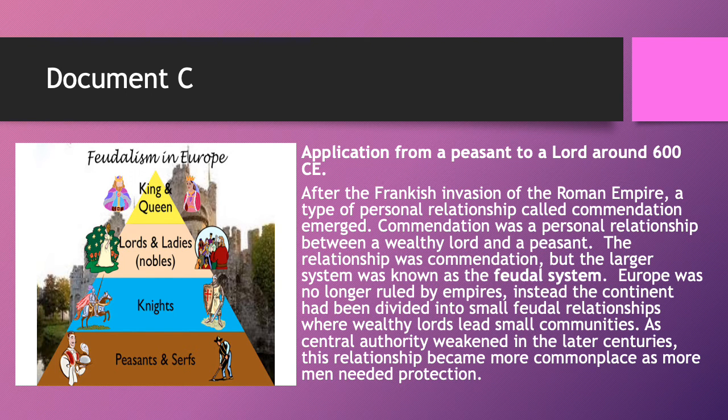All right, let's take a look at document C. This is where we're going to get into a lot of the really different information that's going to be very new to us. So make sure you pay very special attention to documents C and D. Let's take a look. This is an application from a peasant to a lord around 600 CE. After the Frankish invasion of the Roman Empire, a type of personal relationship called commendation emerged. Emerged just means started. Commendation was a personal relationship between a wealthy lord and a peasant, or poor person. The relationship was commendation, but the larger system was known as the feudal system.